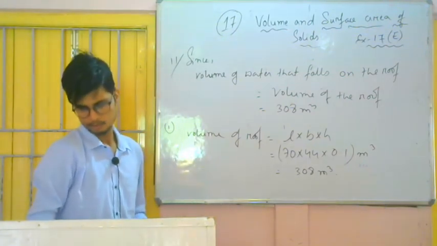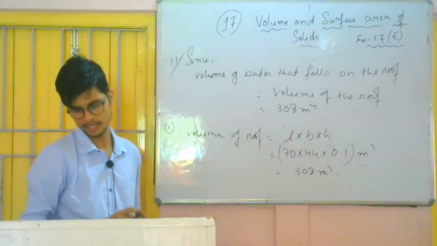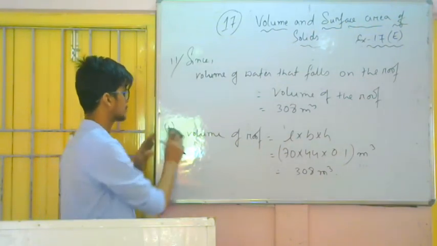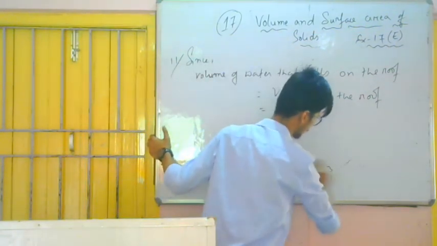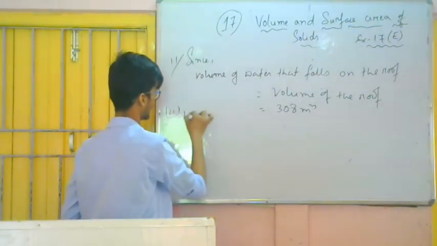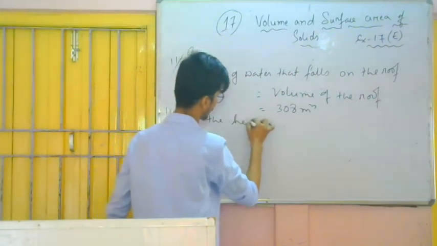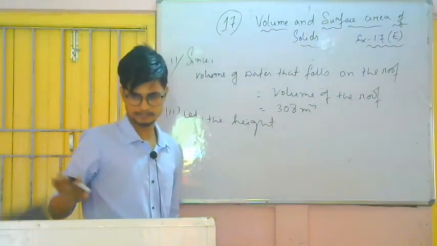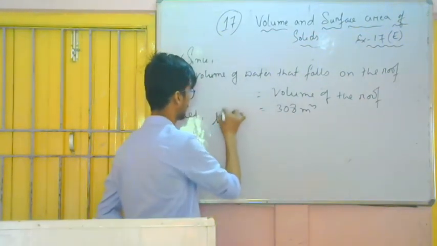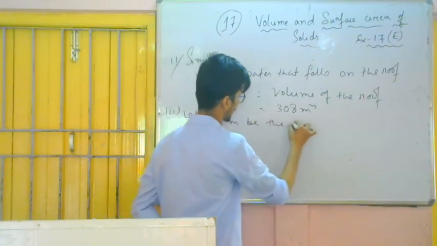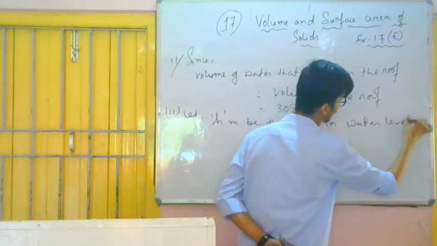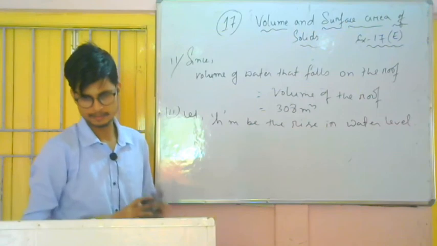Now Roman number 2, question is to find the rise in the water level in the tank due to rainwater. So what is the rise in the water level? We don't know the height, so first of all we let the height as h. You write, let h meter be the rise in water level.